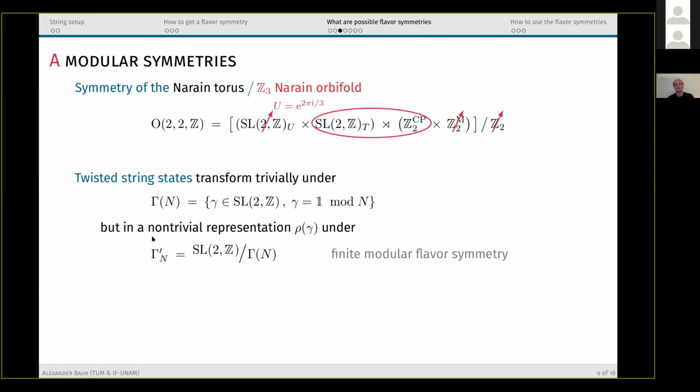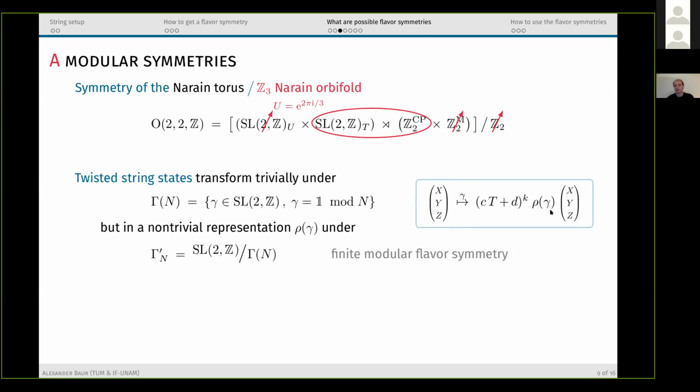But they do transform in a non-trivial representation under, well, the quotient of those two groups. So let's take a look here. We had those strings X, Y, and Z. And under some modular transformation, little gamma here, they will get, first of all, this automorphic factor. They always get this. But they also get this non-trivial representation over here, this little rho. And this is a representation of this quotient group. And this is a finite one. So we would call this quotient group then the finite modular flavor symmetry.